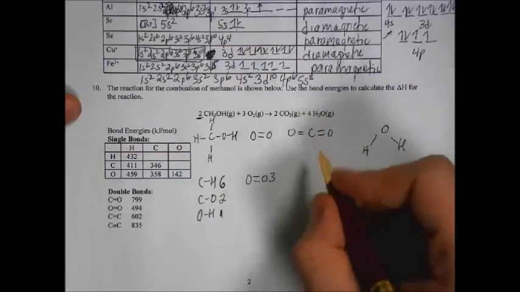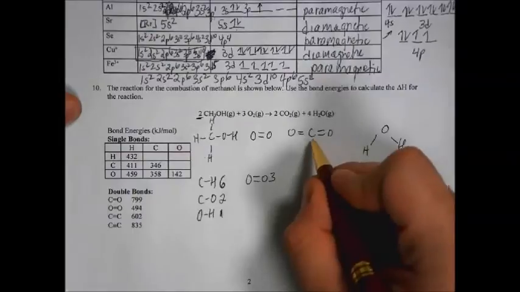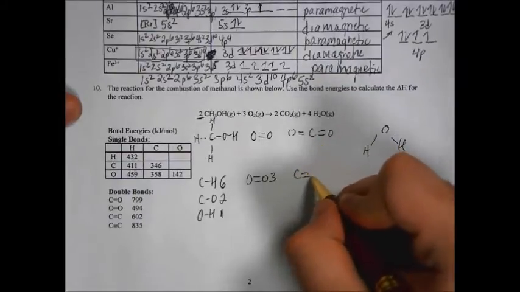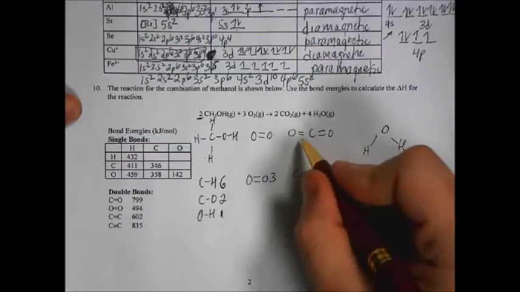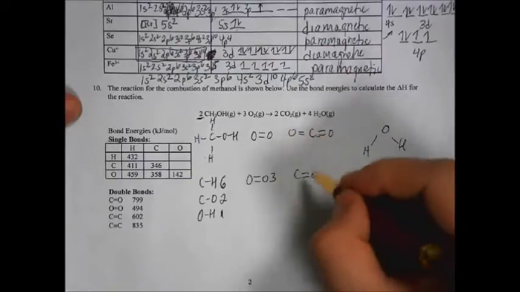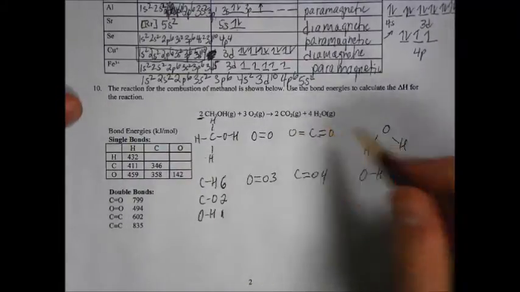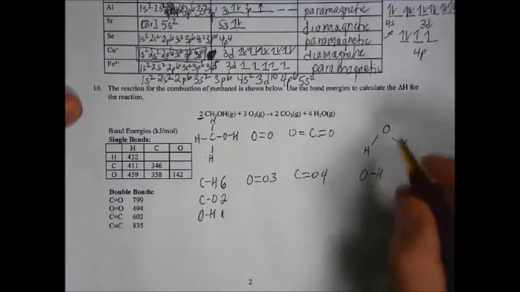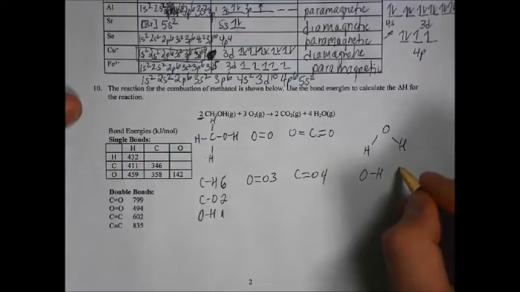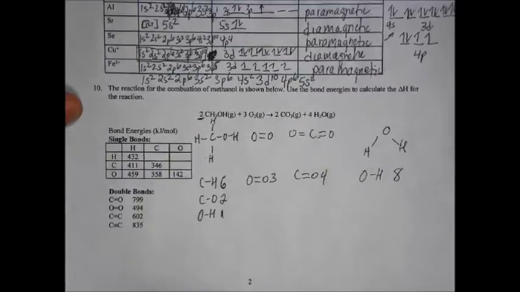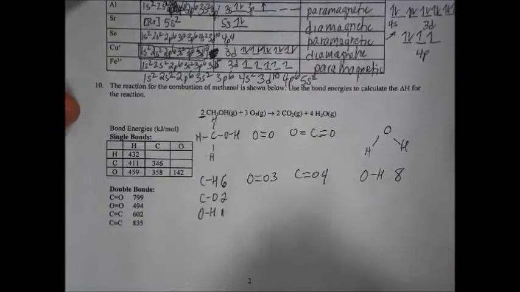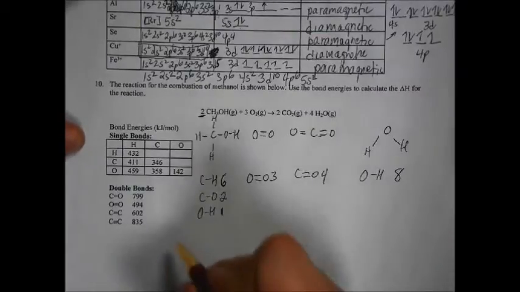In CO2 there are 2 CO double bonds. So in terms of CO double bonds, we're going to have 2 of them times 2 is 4. And then OH, we're going to have 4. For the OH bonds, we're going to have 4 of those times 2 in each one. That's going to be 8 of those. Okay, so now that we have our inventory, we can go to our equation.